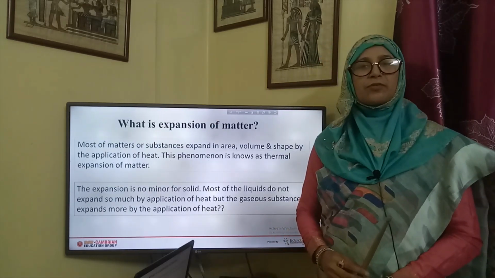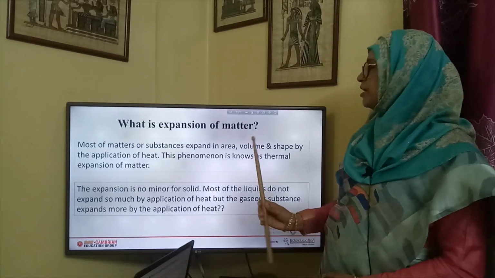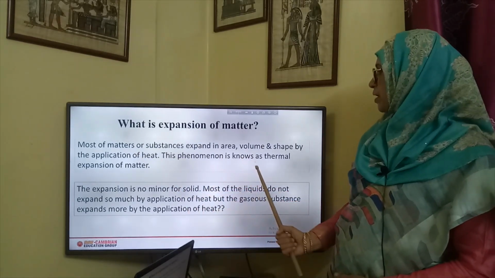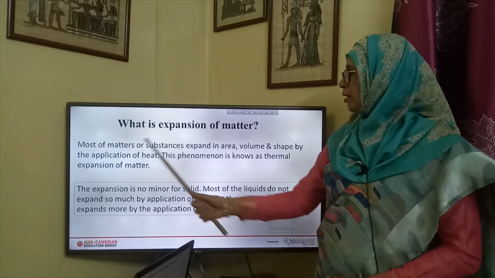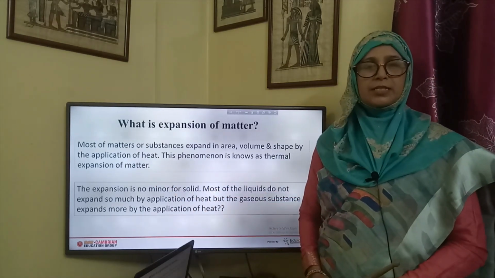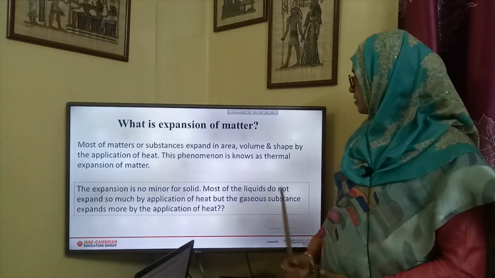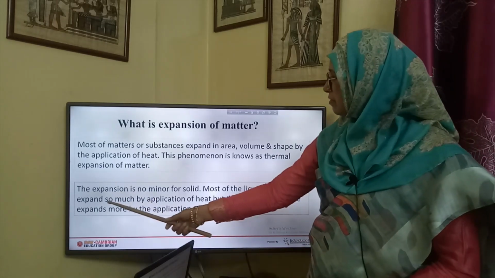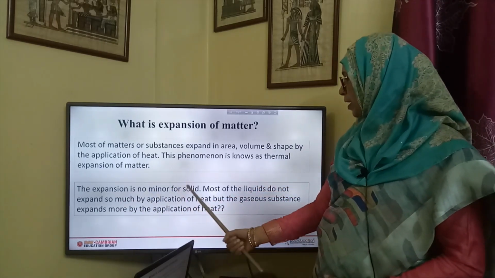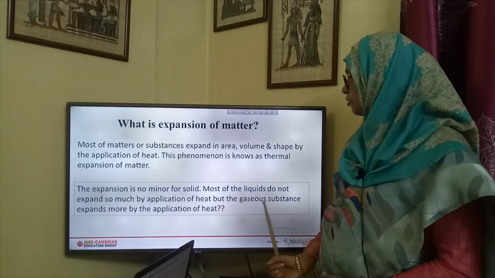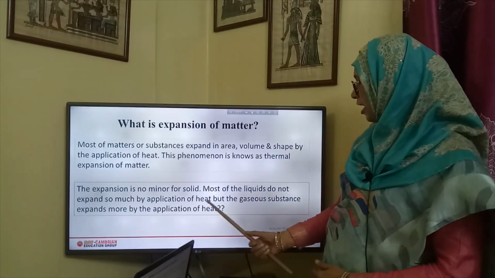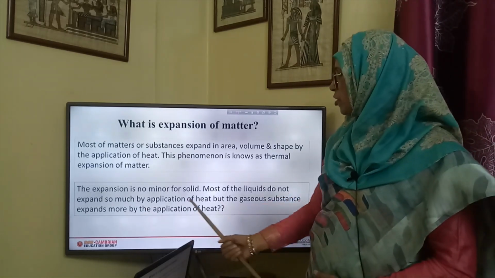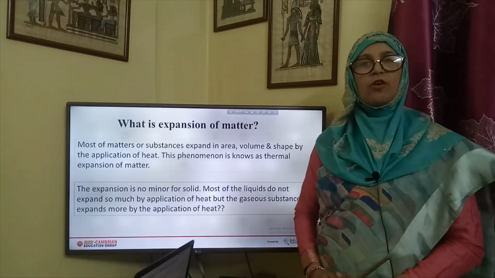So first we have to know what is expansion of matter. Most matters or substances expand in their area, volume and shape by the application of heat, and this phenomenon is known as thermal expansion of matter. See, the expansion is not minor for solids. Most liquids do not expand so much by the application of heat, but gaseous substances expand more by the application of heat.